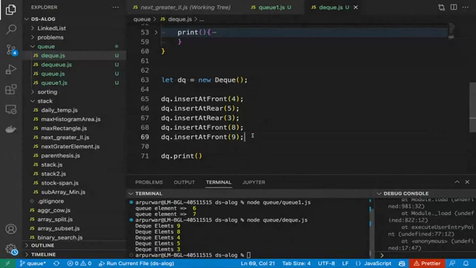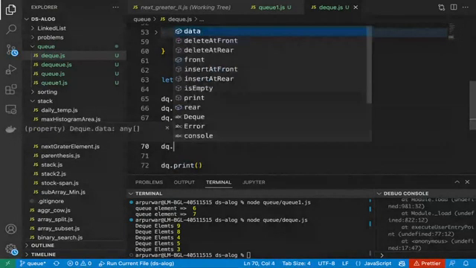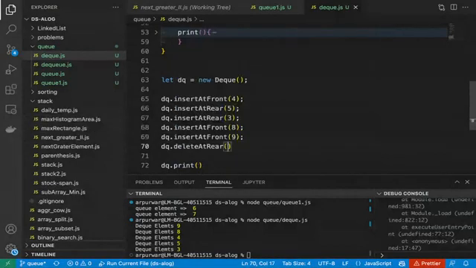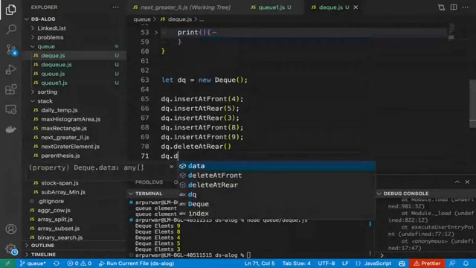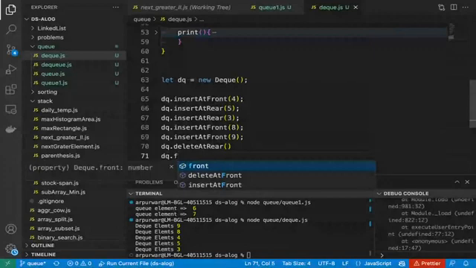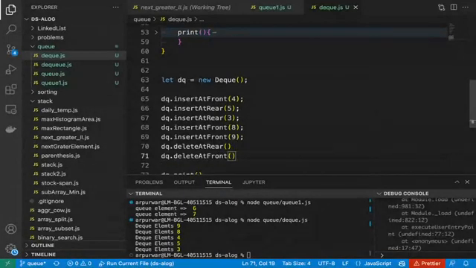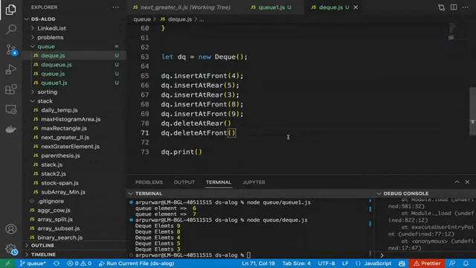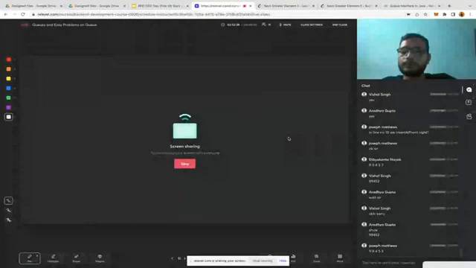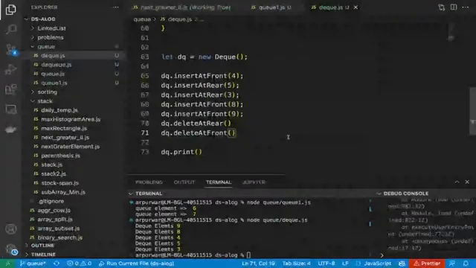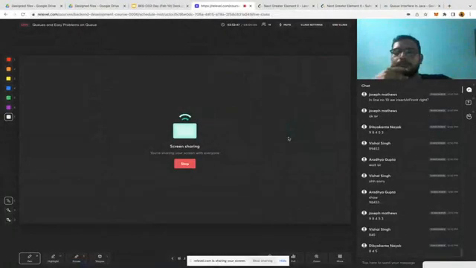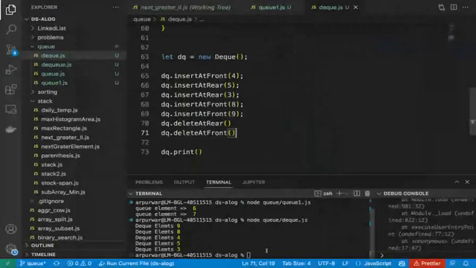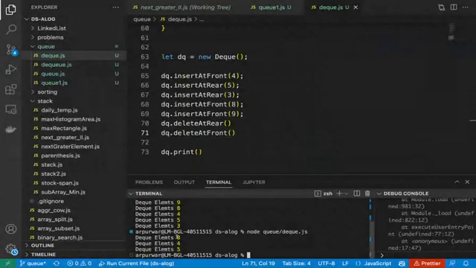Now let's do some deletion. First delete from the rear side. Delete at rear. Let's do again, delete. Now let's do dq front, delete at front. Now you guys tell me what will be the output after deleting at rear, after deleting at front. Tell me quickly in the chat. Yes, 845. Let's see that. Yes, 845.